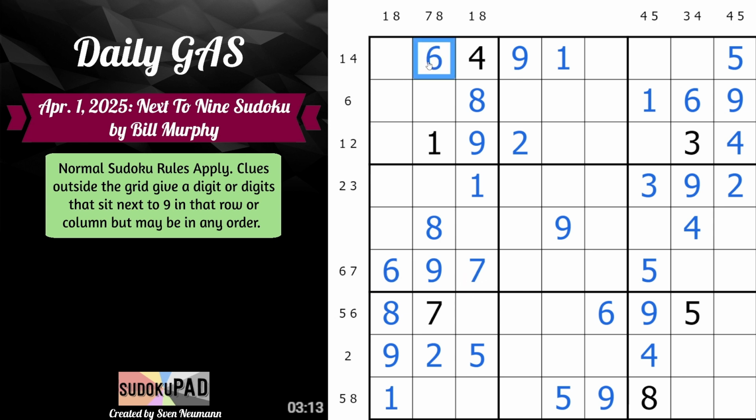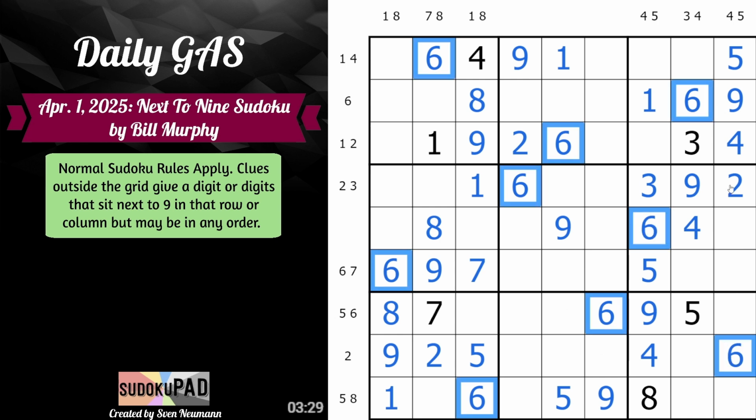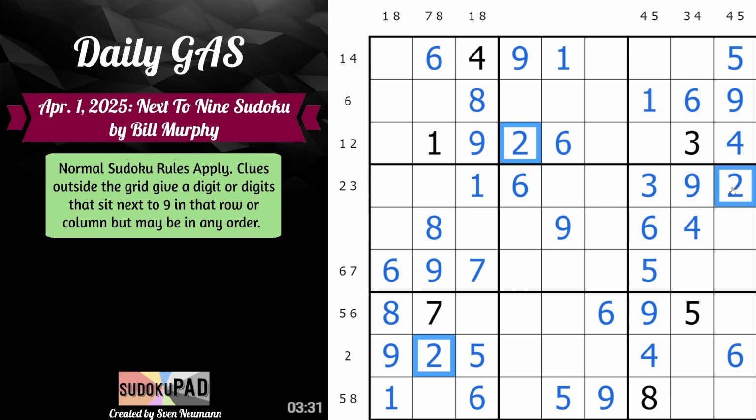Then 6 goes here by Sudoku. 6 goes here by Sudoku. 6 goes here because there's a pointing pair. Otherwise, 6 here and 6 here leaves us fully resolved. So 6, the analogous digit is 2. So theoretically, we should be able to place 2 here, and 2 here, and 2 here, and here, and here, and here.